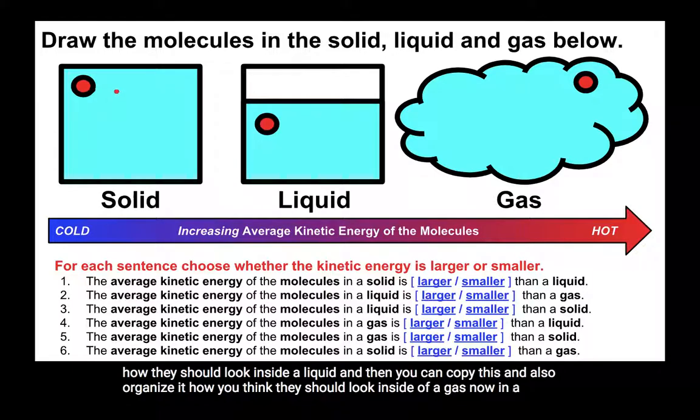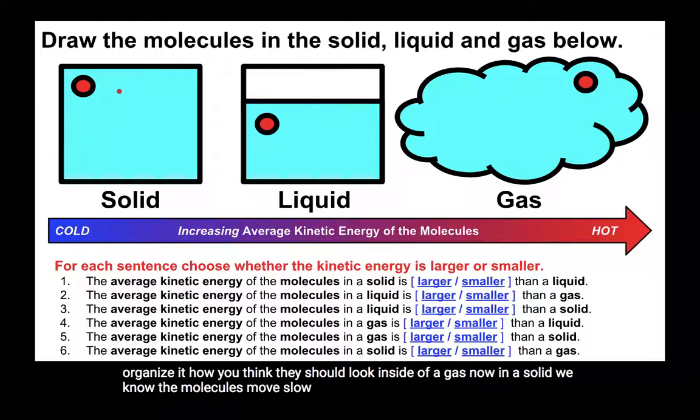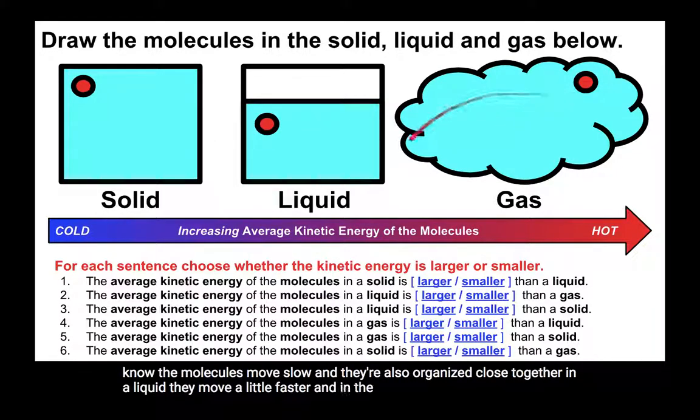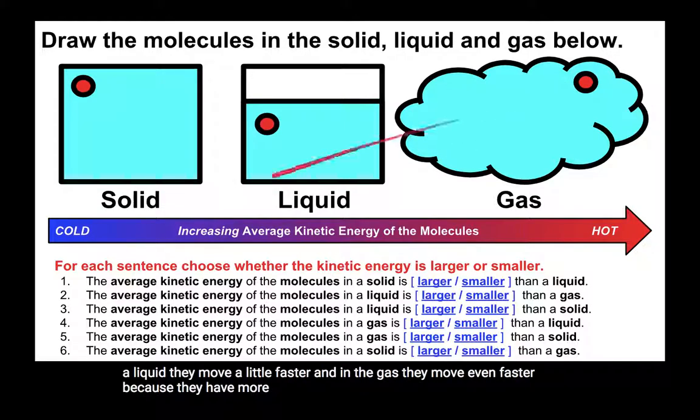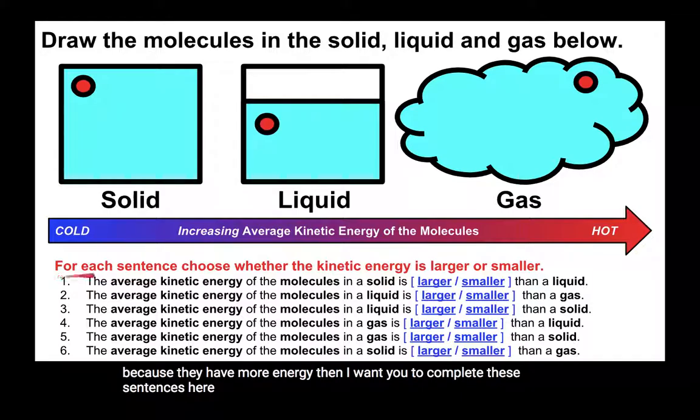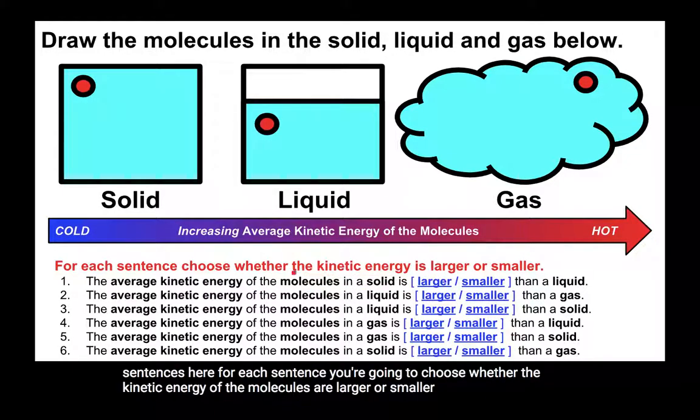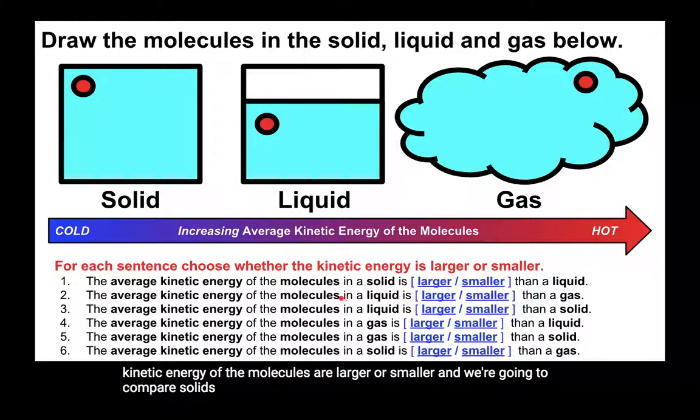Now in a solid, we know the molecules move slow and they're also organized close together. In a liquid, they move a little faster. And in a gas, they move even faster because they have more energy. Then I want you to complete these sentences here. For each sentence, you're going to choose whether the kinetic energy of the molecules is larger or smaller, and we're going to compare solids, liquids, and gases.